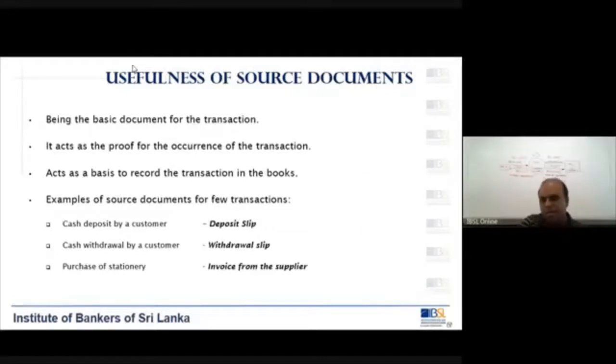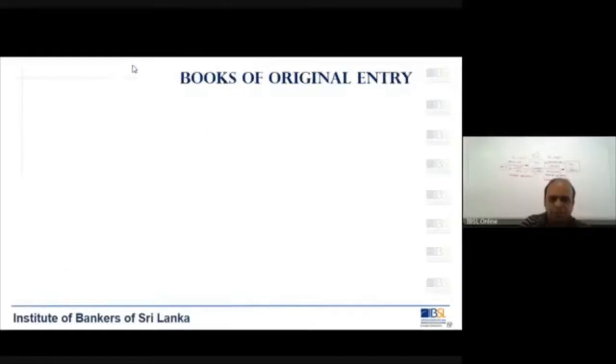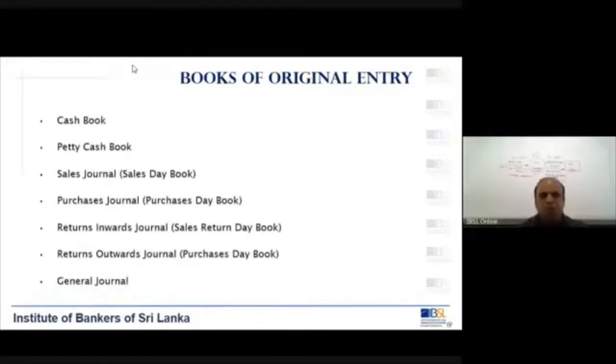source documents which are relevant for banking. But we need to understand what would it be for a normal business. As we spoke about, there are 7 day books and 3 ledgers. These are the names of the 7 day books. So what are those? Cash book, petty cash book, sales day book, purchases day book, sales return day book, and purchases day book. Sorry, the last one has to be purchases return day book.